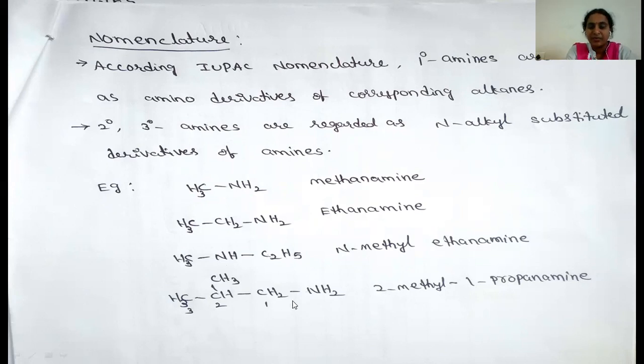And for example, in this compound, the branches are present. So whenever we give the numbering 1, 2, 3, at the second place, the methyl group is present. So 2-methyl. How many carbons are there in total? In the straight line, 3 carbons are present. If 3 carbons are present, then this is called propane. And here the amine group is present at one place, hence 2-methyl-1-propanamine. Like this, we can write the nomenclature of primary amines as well as secondary and tertiary amines.